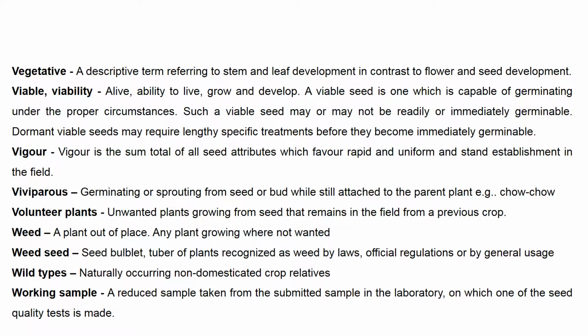Weed. A plant out of place. Any plant growing where not wanted is a weed. Weed seed. Seed, bulblet, tuber of plants recognized as weed by laws, official regulations or by general usage. Wild type. Naturally occurring non-domesticated crop relatives are wild types.